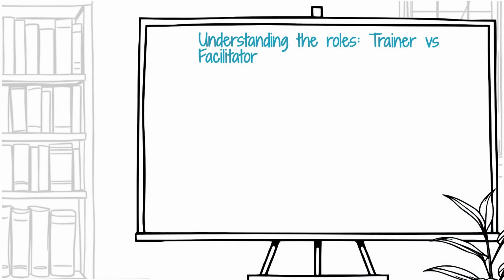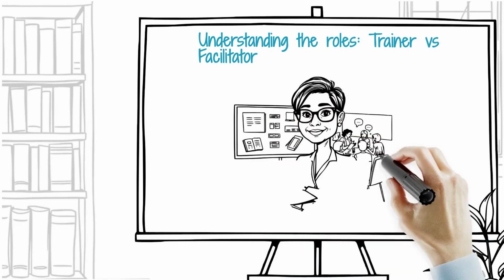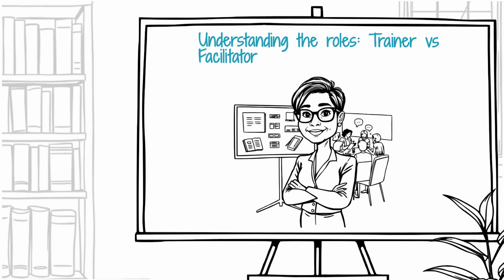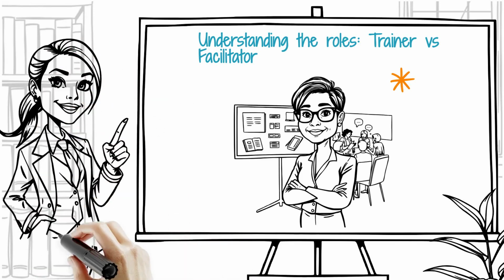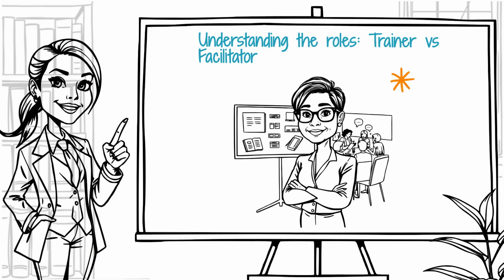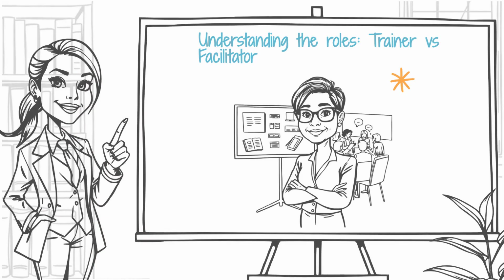So let's break it down. A trainer is a knowledge giver. Their role is to teach specific skills, concepts, or information. A facilitator is more like a process guide. Their role is to create space where people learn from each other, share ideas, and build solutions together.